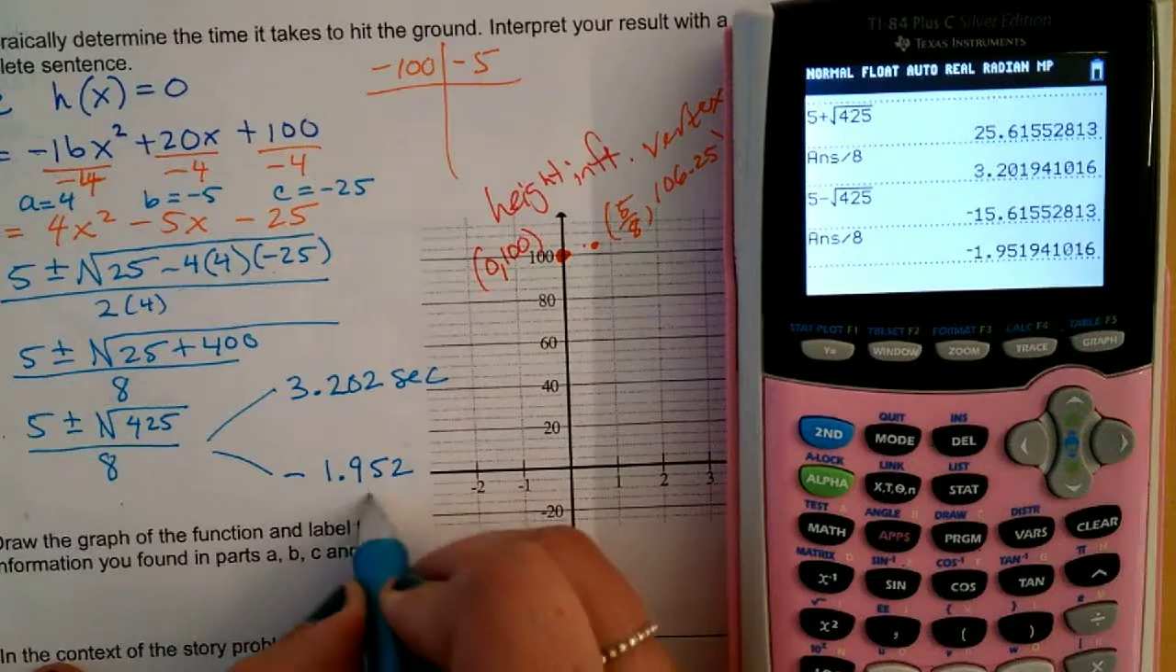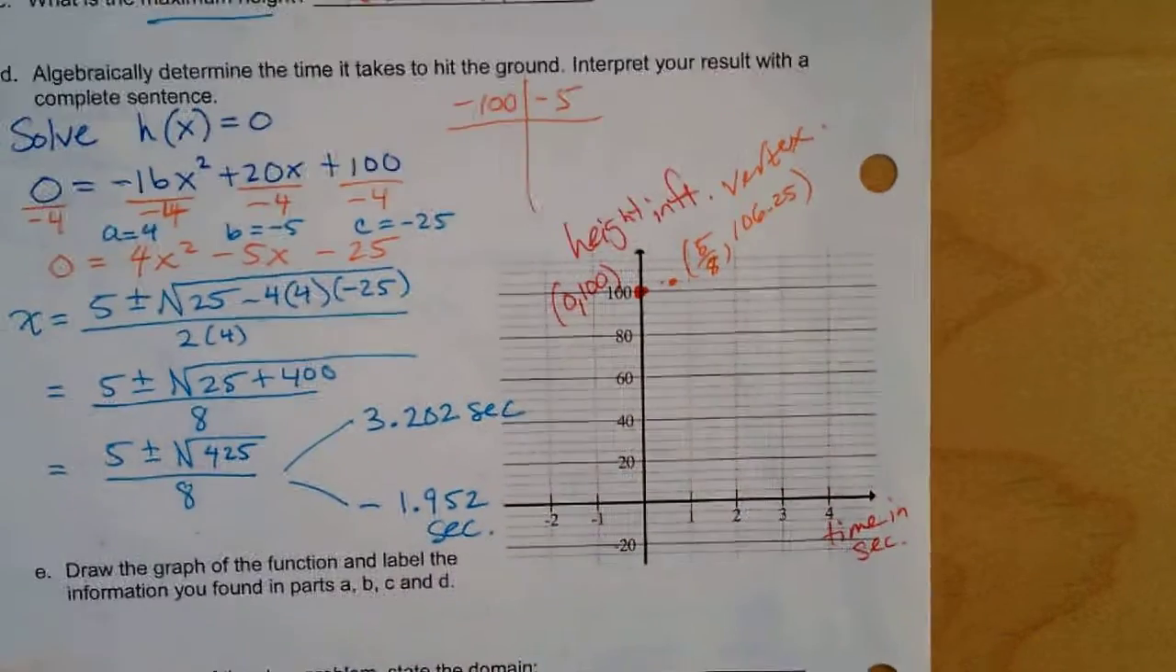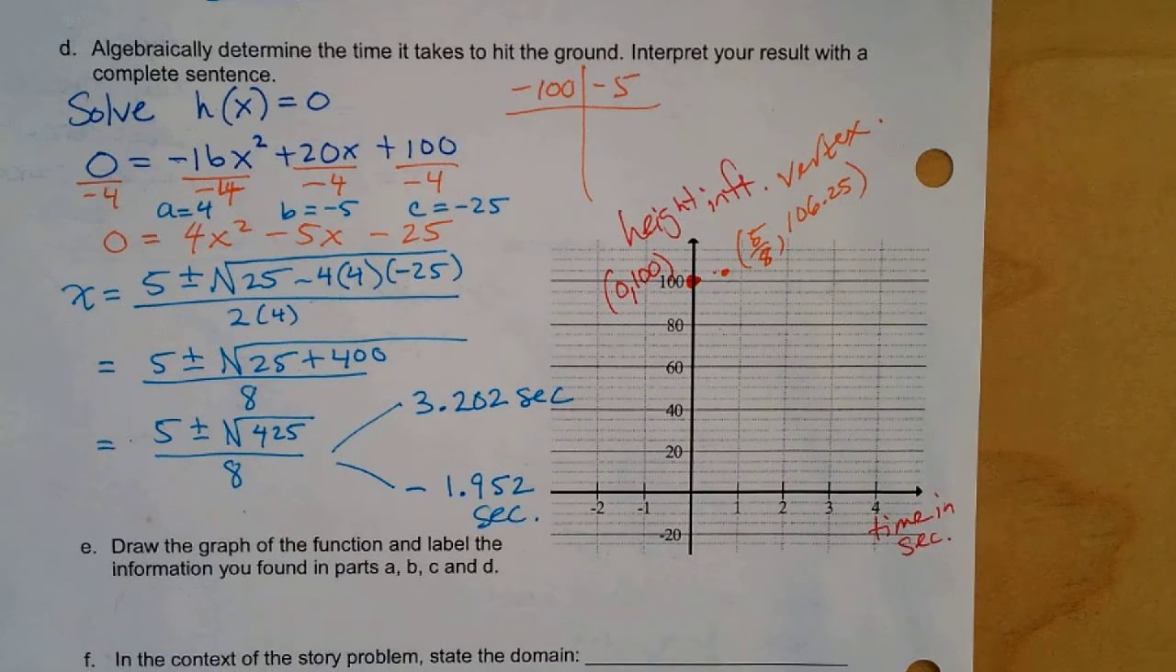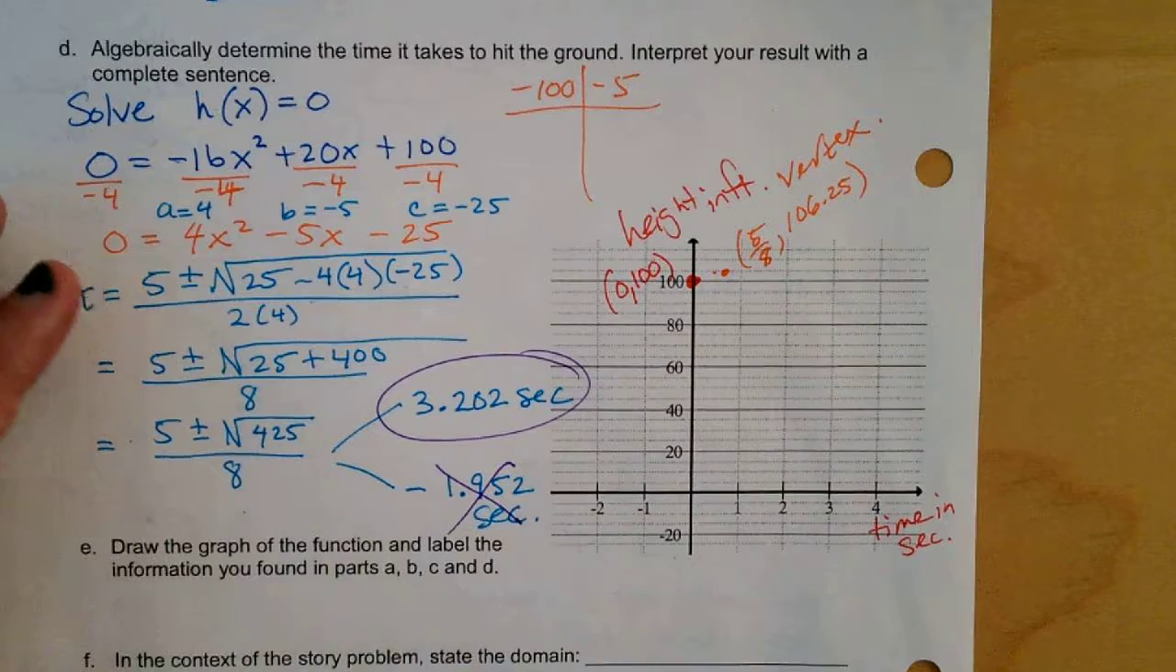And that's how many seconds. So which answer would you use here? Only the positive, because we don't care about a negative time. We're not going back in time, so we can't have negative time.